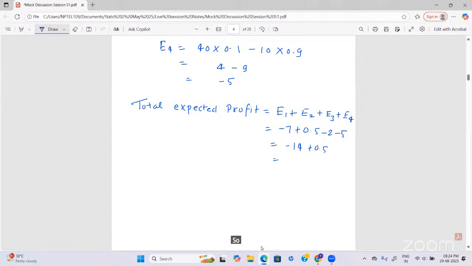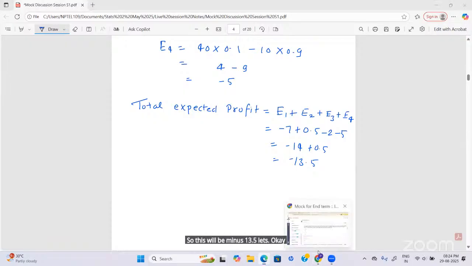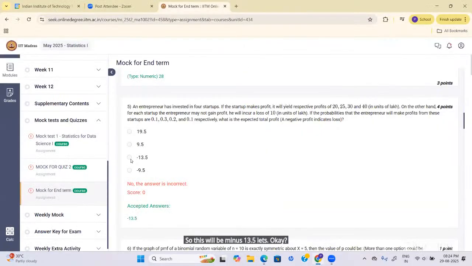So this will be -13.5 lakhs. Okay. So option number C is correct. Okay, is this question clear to everyone? Yes, ma'am. Anyone has any doubt? Okay.